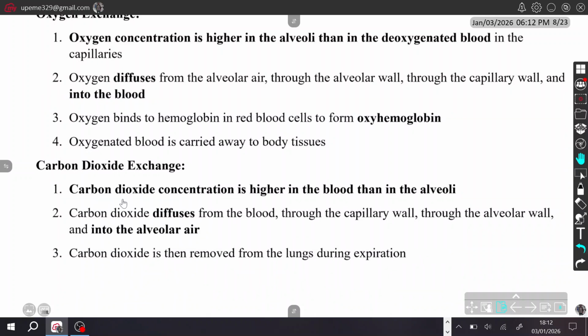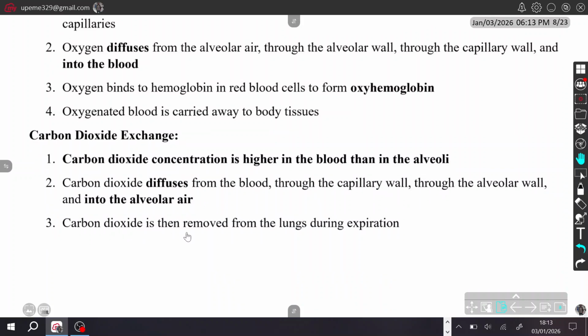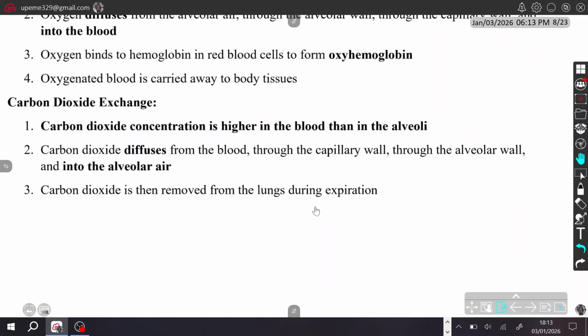So here we say carbon dioxide concentration is higher in the blood than in the alveoli. So carbon dioxide diffuses from the blood through the capillary wall, through the alveolar wall, and into the alveolar air. Carbon dioxide is then removed from the lungs during expiration, which is breathing out.